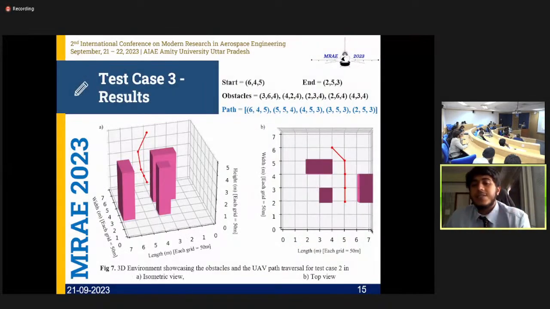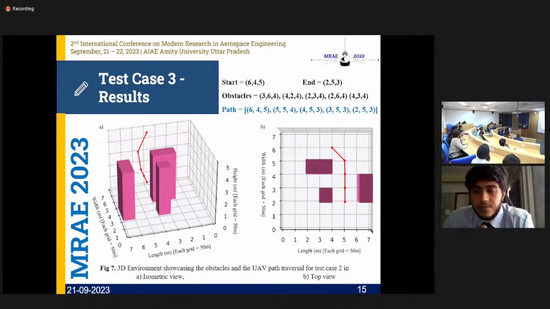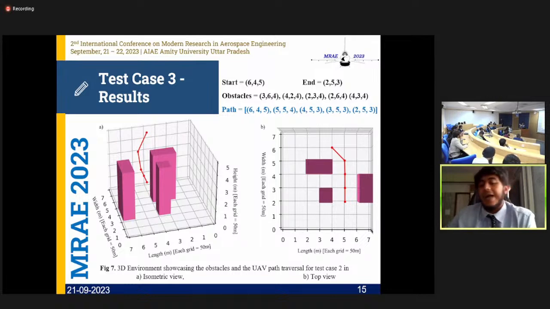Lastly, we've considered a case wherein there is lateral plus vertical traversal while avoiding obstacles.